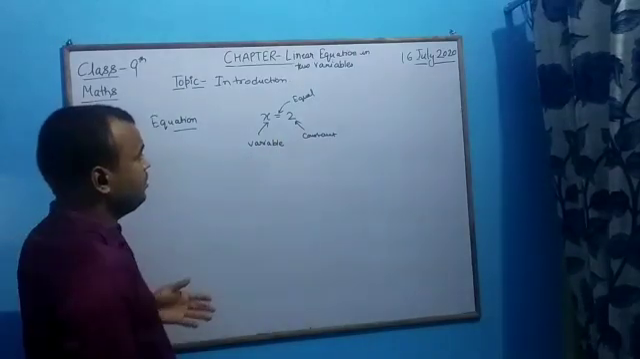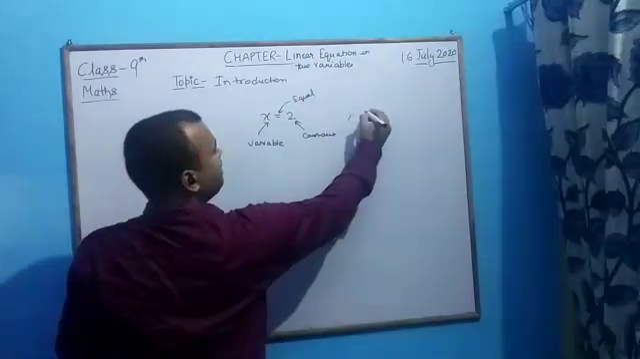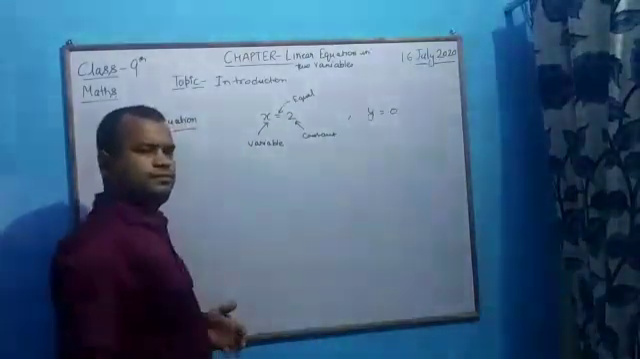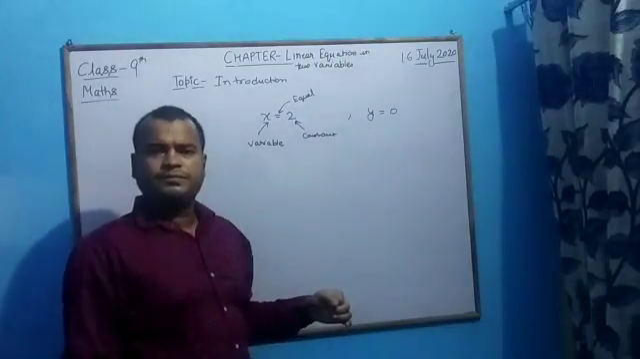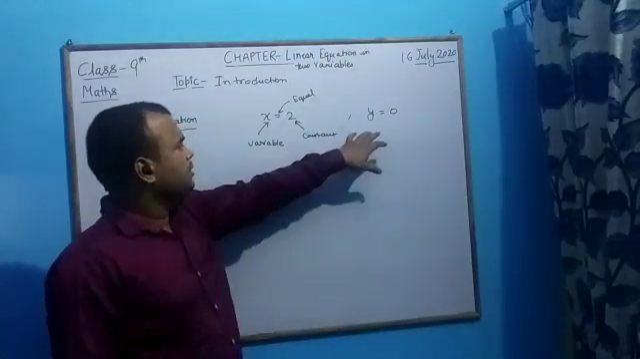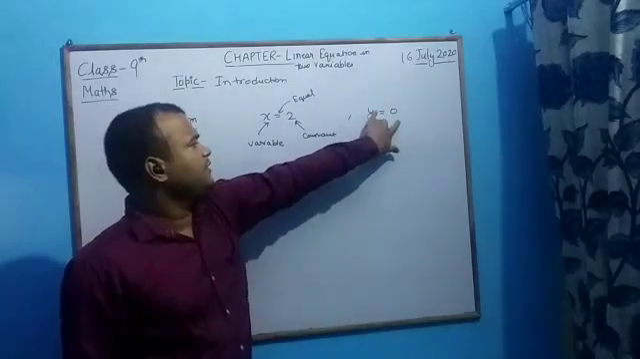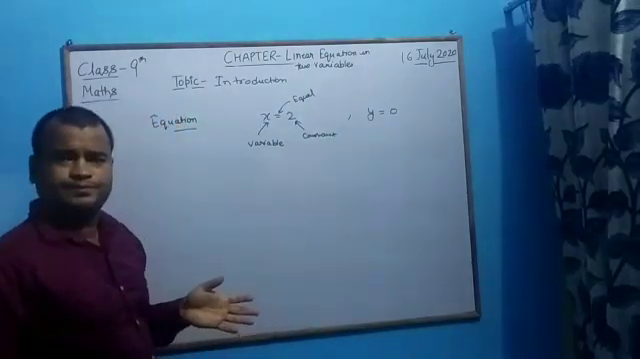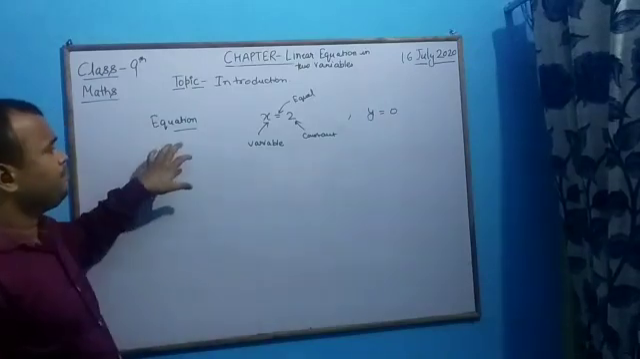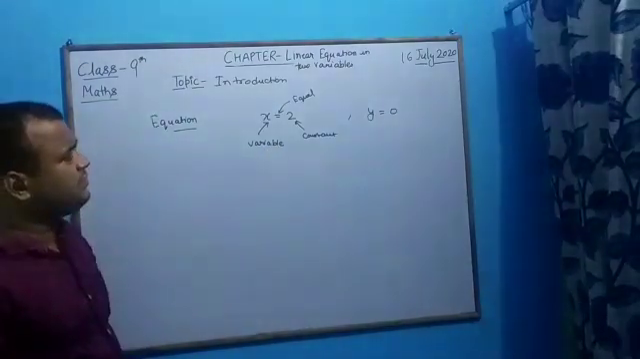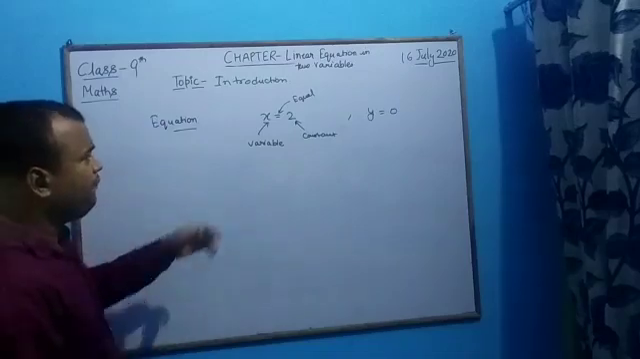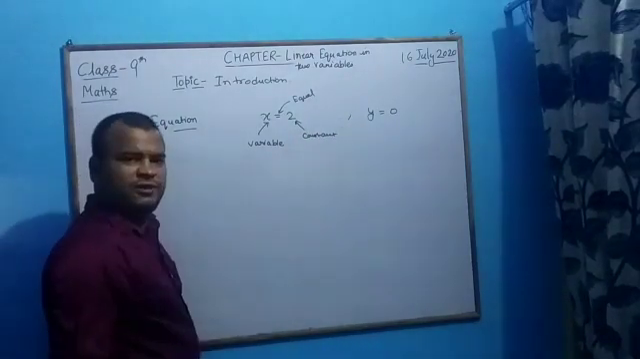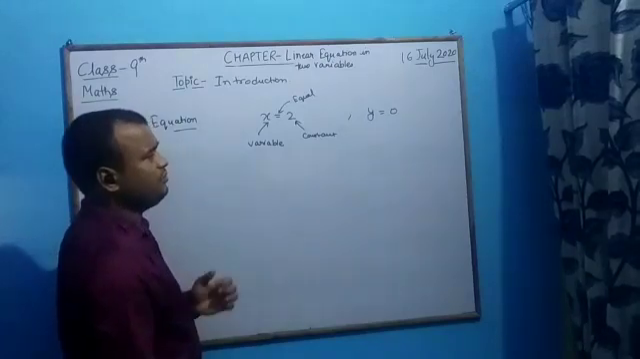I can also write y is equal to 0. This is also an equation. A variable is equal to a constant. A very simple equation. Now, there are several parts of an equation.